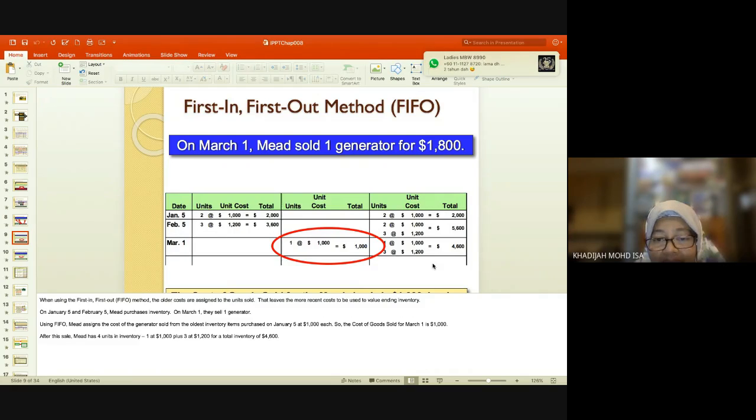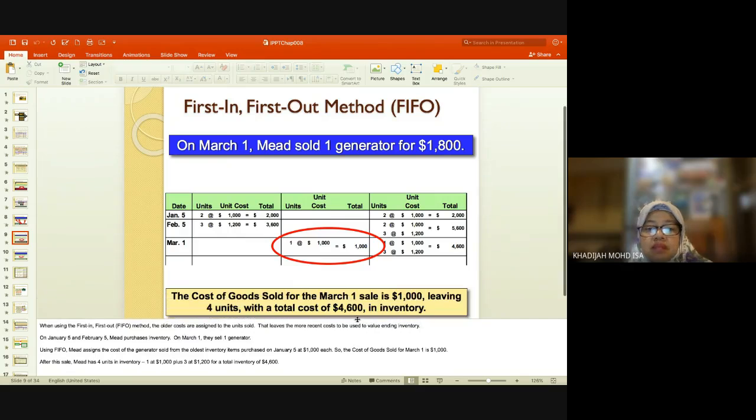Do you see? And the balance is whatever has not been sold, so that is your closing stock. The cost of goods sold is 1,000, leaving 4 units, total of 4,600. Okay, that is first in, first out.